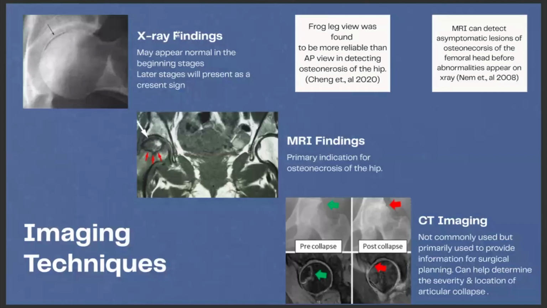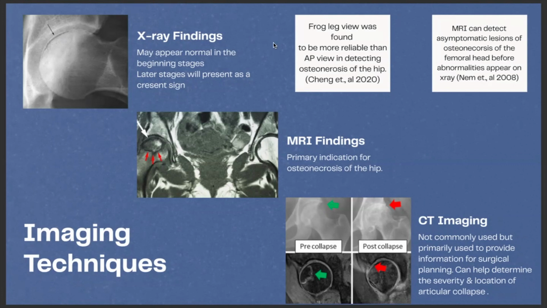So for osteonecrosis of the hip, as we saw before, this would be like stage 3 when we start to see that crescent sign. But in the beginning, the x-ray might come out as normal. Later stages will present as the crescent sign. Basically, the crescent sign is an indication of a subchondral fracture. What that means is that the bone beneath the cartilage has collapsed due to loss of blood supply. The bone dies and weakens and can no longer support the overlying cartilage, leading to a fracture. So this was the stage 3 that we saw earlier.